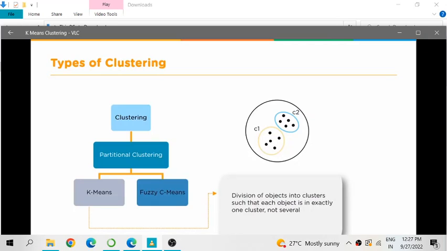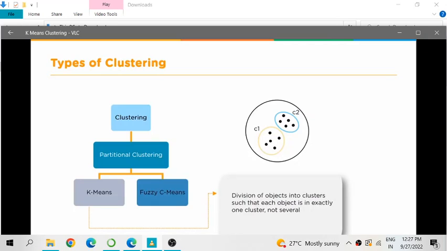Initially we usually start with a minimum of 2, and we can go up to n. The entire data set will be divided into different clusters, and these clusters are disjoint. Disjoint means there will be no common sample between clusters. One sample completely belongs to one cluster, not to two or more clusters.